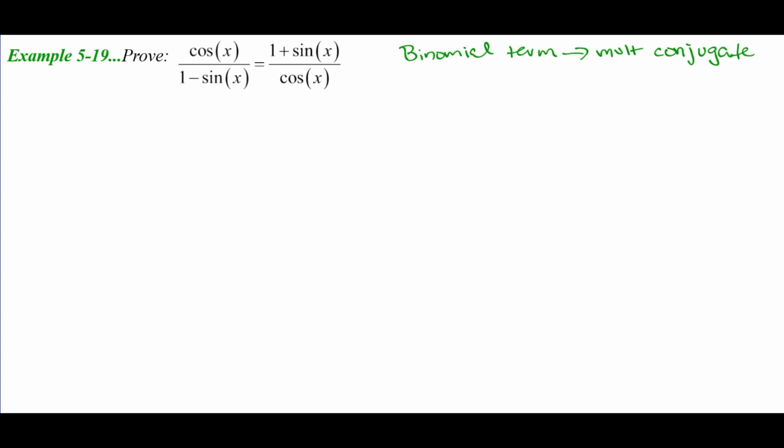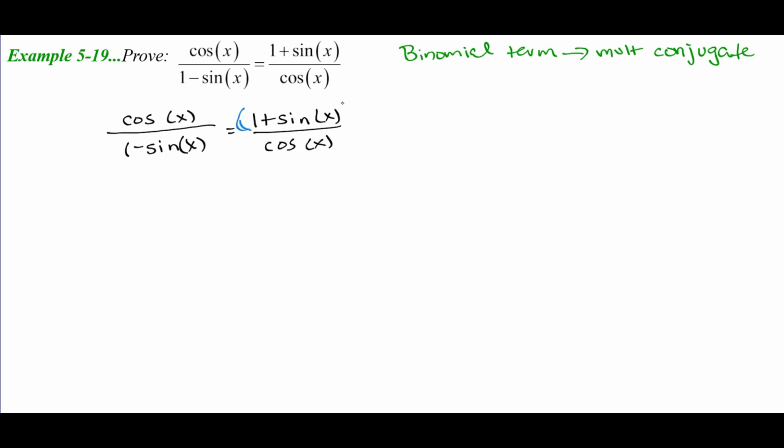Both of the other examples, I started with the left side and worked to the right side. So just on this one, I'm going to start on the right side and work to the left. It doesn't matter. I can do it either way, but just to show you that it will work in either direction. So here I'm going to leave the left side alone. And then on the right side, I've got 1 plus sine of x over cosine of x. And then remember, my goal was to multiply by the conjugate.